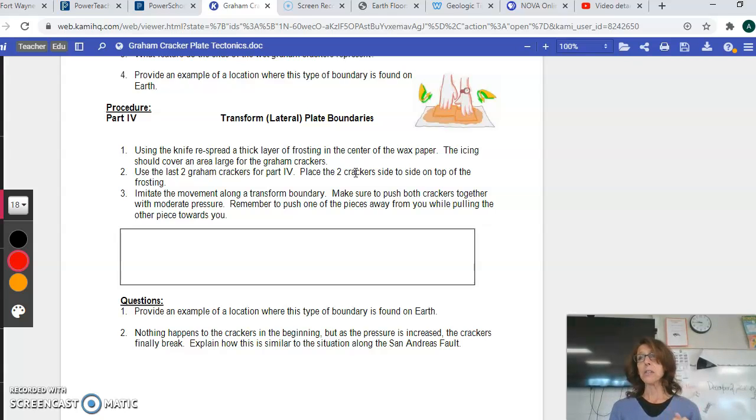So get your supplies ready and get going, and happy eating at the end. If you don't have it, watch the modeling in the video below.